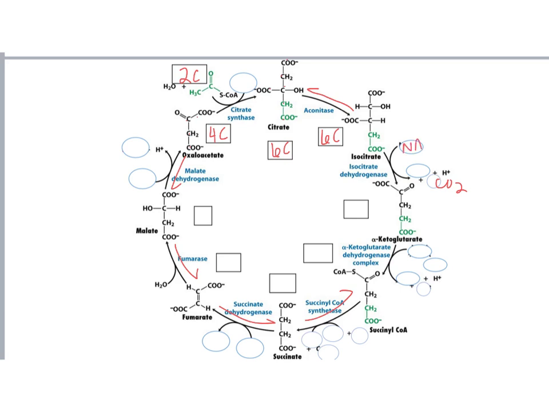And we do get an NADH out of this, so we go from NAD plus to NADH, and that leaves us with alpha-ketoglutarate, which is 5 carbons. Again, we go from alpha-ketoglutarate to succinyl-CoA, and we lose another CO2, which means succinyl-CoA is 4 carbons. We get another NADH out here.